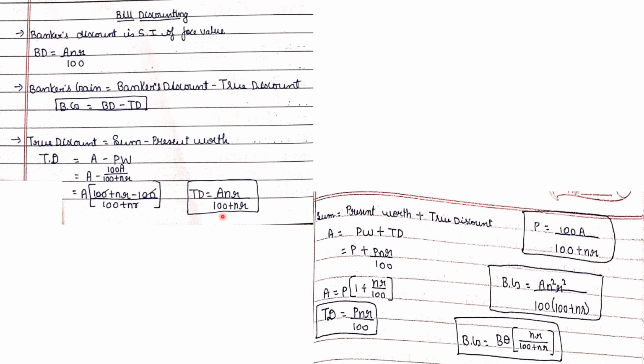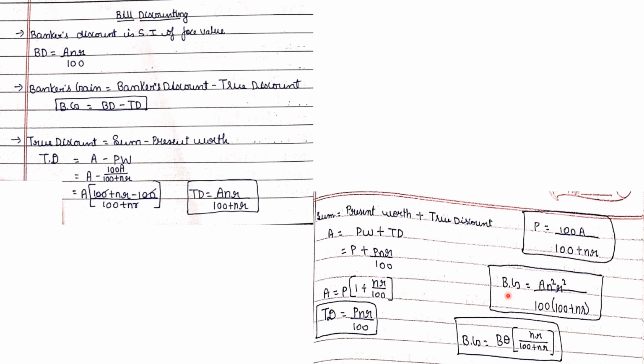If you have the amount value, you should use the true discount formula ANR by 100 plus NR. If you have a present worth value, then you use true discount equals PNR divided by 100. The present worth formula is 100A divided by 100 plus NR.